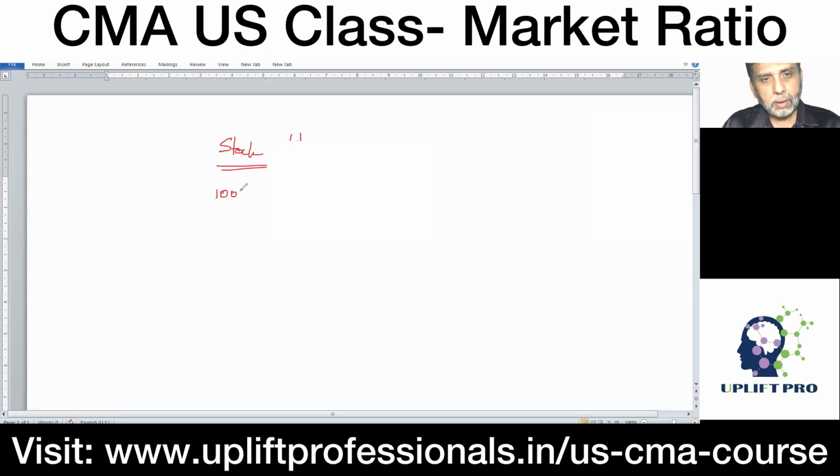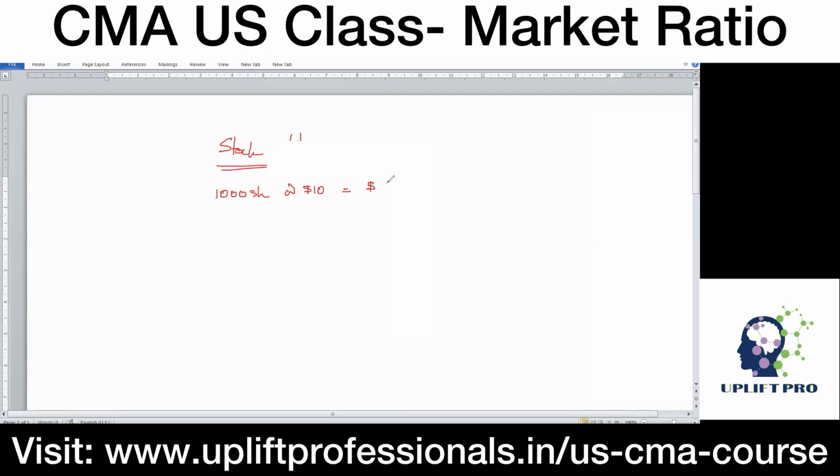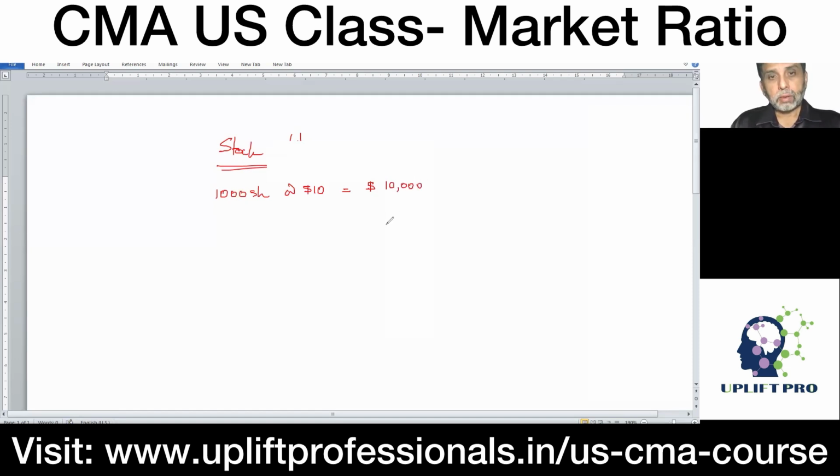Suppose, let us say there are 1,000 shares at par $10. So how much is the total amount of common stock? 10,000, sir. 10,000. Yes.